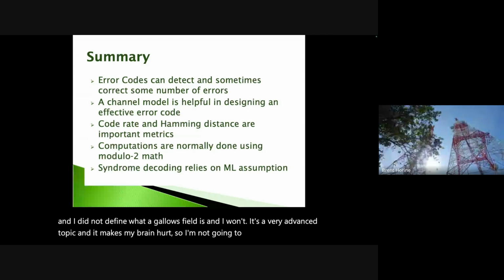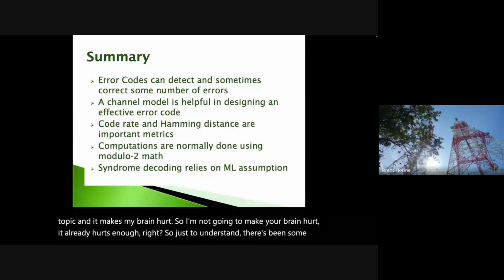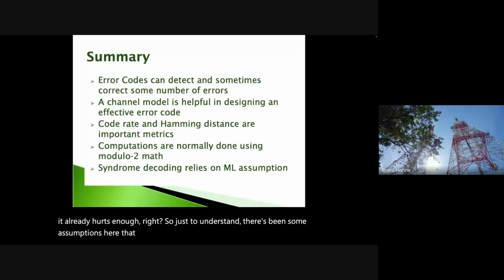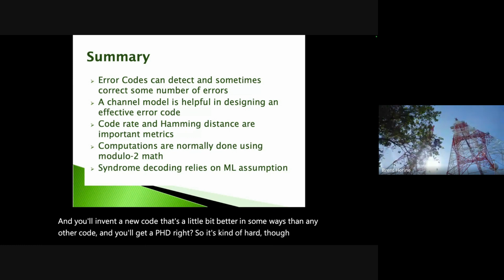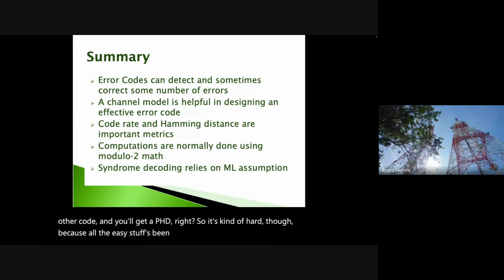So just understand that there have been some assumptions here. When you go and develop your own new code, let's say you want to do a PhD and you'll invent a new code that's a little bit better in some ways than any other code, and you'll get a PhD, right? It's kind of hard though, because all the easy stuff's been done. Computations are normally done using this modulo 2 math in these cases, right?